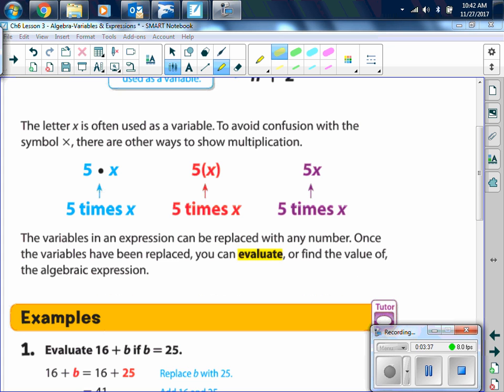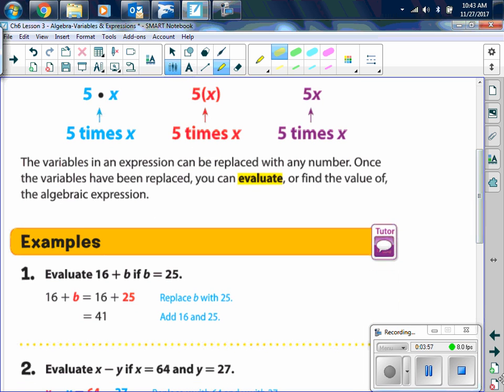So here it says the variables in an expression can be replaced with any number, okay? Because the variable represents a number, okay? Once the variables have been replaced, then you can evaluate or find the value of the algebraic expression. Please make sure you write that down. In other words, just so you can remember, evaluate means to substitute and simplify. Okay, let's write that down.